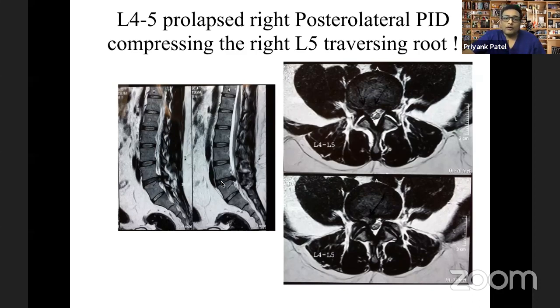So L4-5 prolapsed right-sided posterior prolapsed intervertebral disc compressing the right-sided traversing L5 nerve root. So this is how you have to rightly describe a particular MRI of disc prolapse.